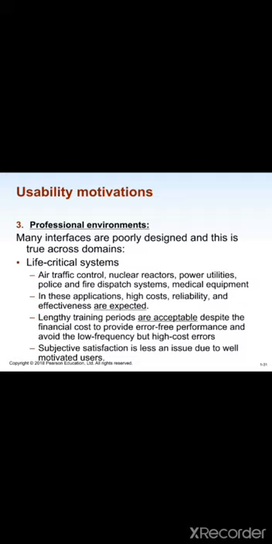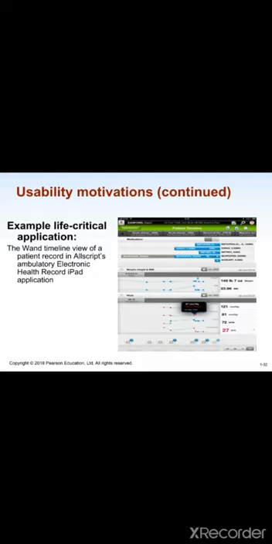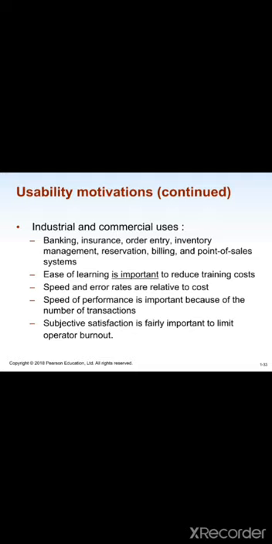In the office, home and entertainment applications, again, the ease of learning is very important. Low error rates: it might be acceptable to have some errors here and there, but it depends on the size of the error and on the consequences of the error. The infrequent use of some applications means interfaces must be intuitive and easy to use online. Help is important as well.